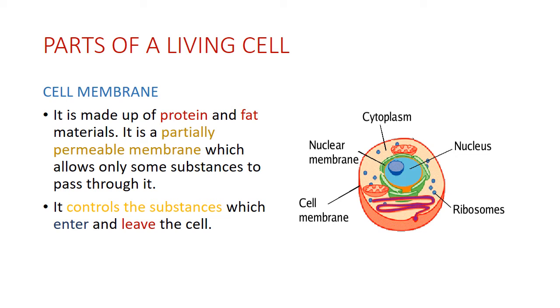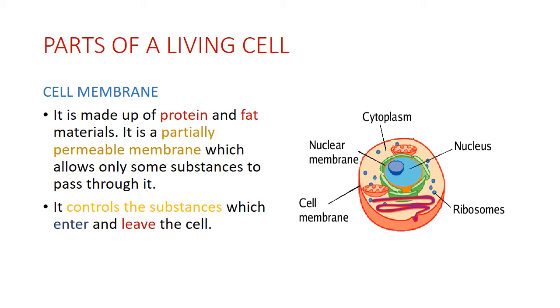So it's almost like a fence wall around a house, and you know what a fence wall would do. A fence wall will certainly prevent people from just walking straight into your house or into your room. So that's what the cell membrane does. We say they control the substances which enter and then leave the cell.